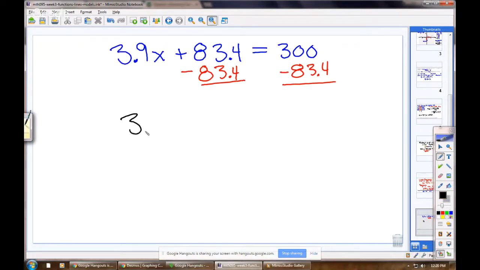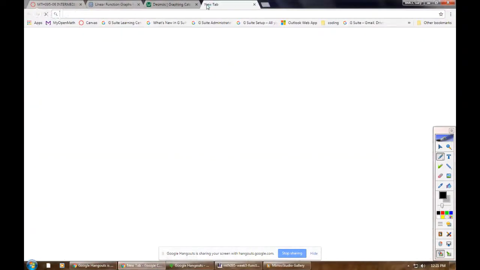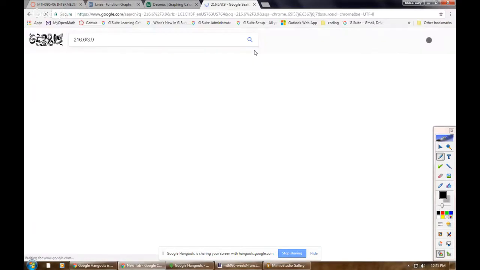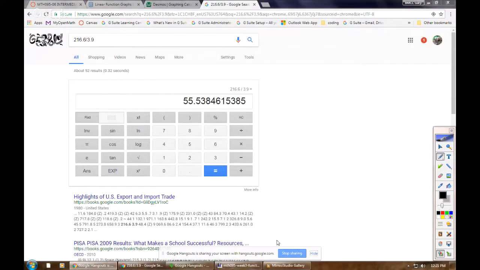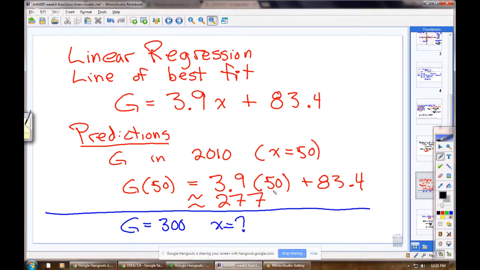So let's see, where are we? 3.9x is going to be equal to 216.6, I think. And then divide by the 3.9. And we can come up with a number. So let's check and see what that is. Remember, Google is a calculator. 216.6 divided by 3.9, and I get about 55.5 if I round. So about 55.5 years later. And that seems reasonable to me, because my model says that 50 years later, there's going to be 277 million tons, which is a little less than 300 million. So the numbers seem reasonable.